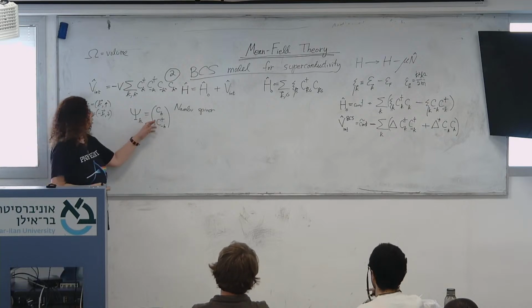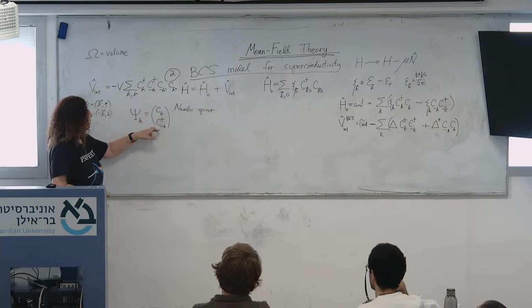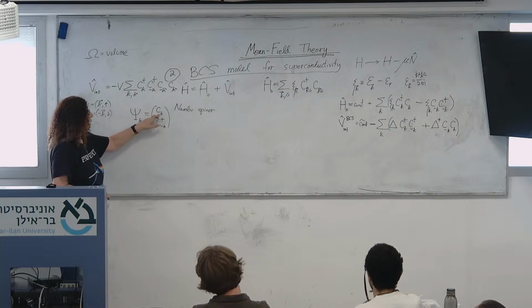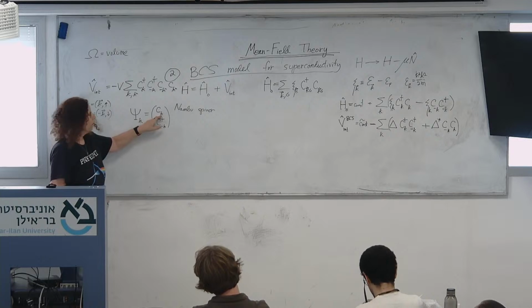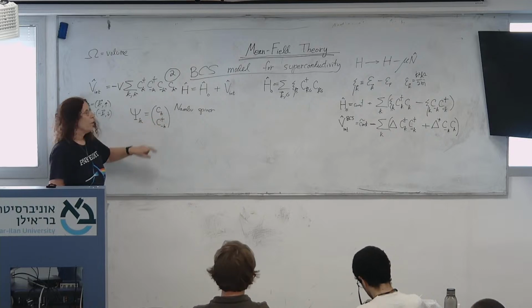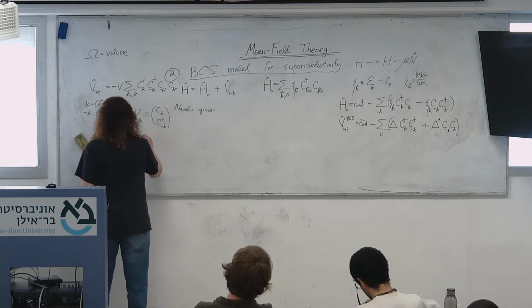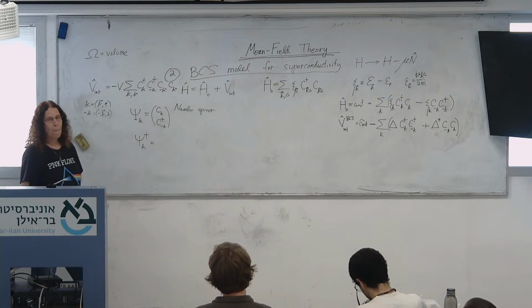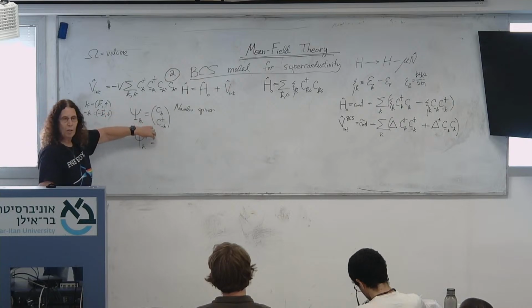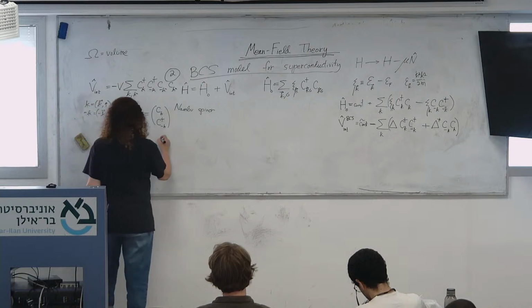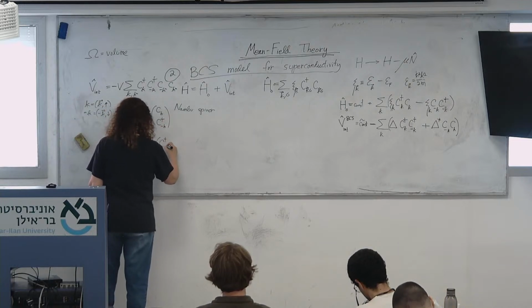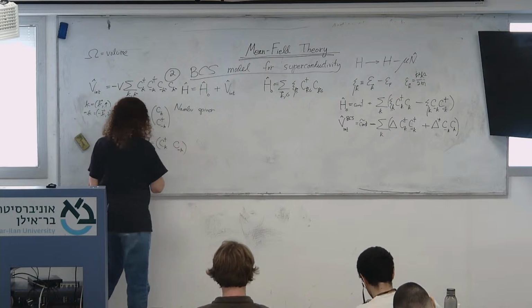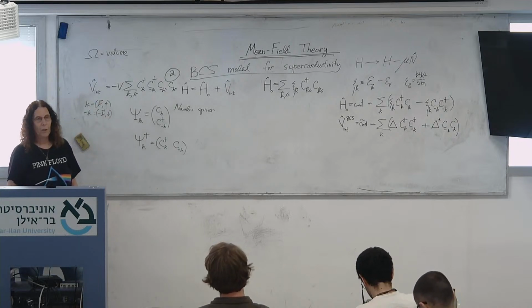So it's like a spinor with two components, but notice that it says one component is an annihilation, the other is a creation. Okay? What will be its Hermitian conjugate? So first of all, if this is a column vector, it's a row. It's a row, and it has C dagger k, C of minus k. Okay?